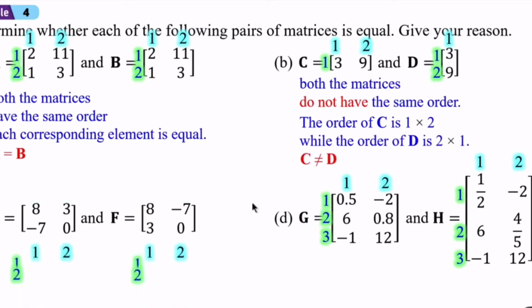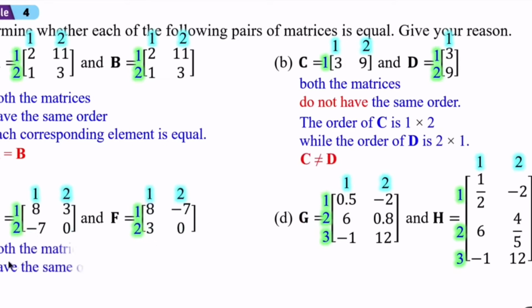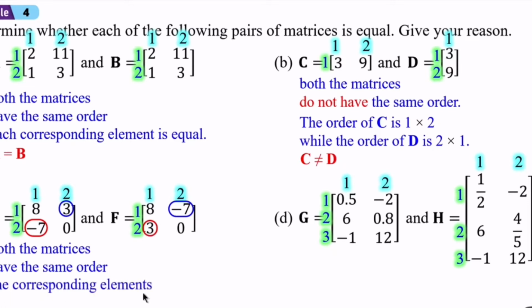And then for the next one, the order looks the same for E and F, right? They are both 2 by 2, so they have the same order. But if you check the corresponding elements, they are not the same. You see the 3 and -7, and the other one are not equal. So this is not equal matrix, right? Before moving on, we have to explain why it is not equal matrix for E: because the corresponding elements are not the same.